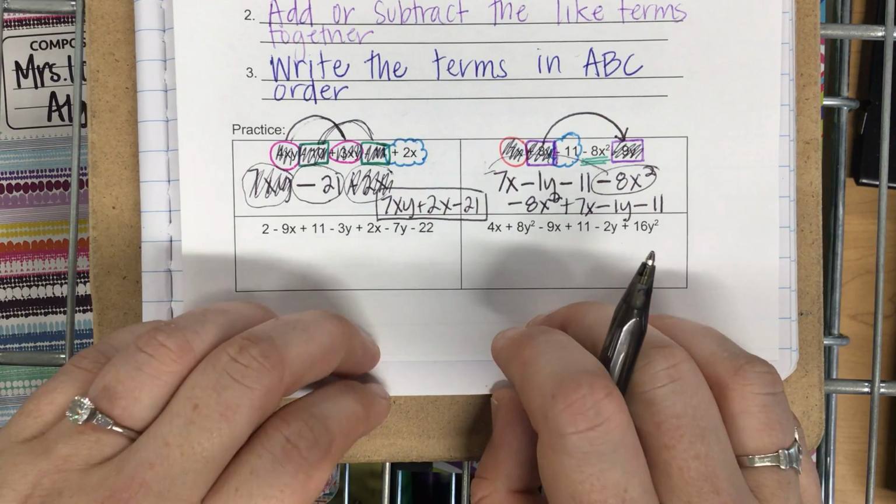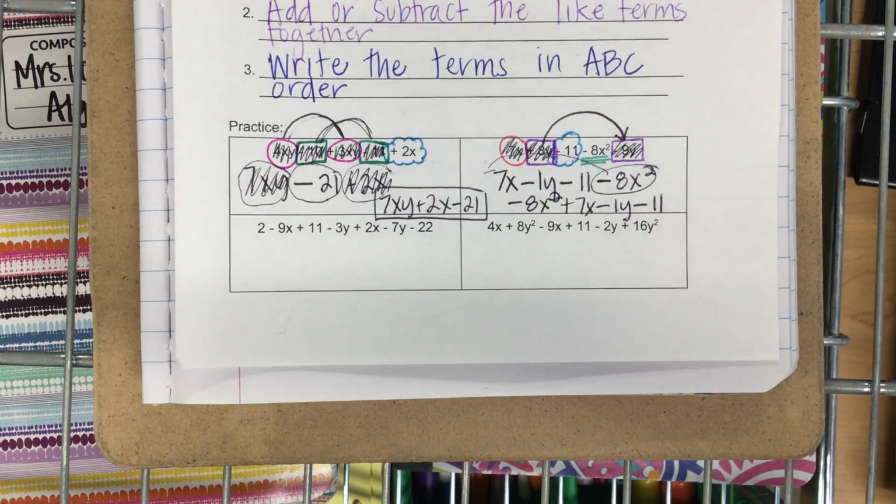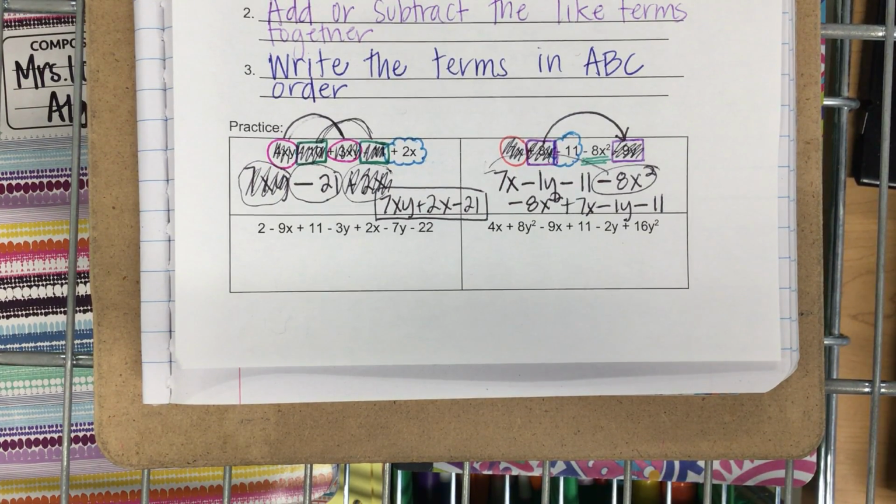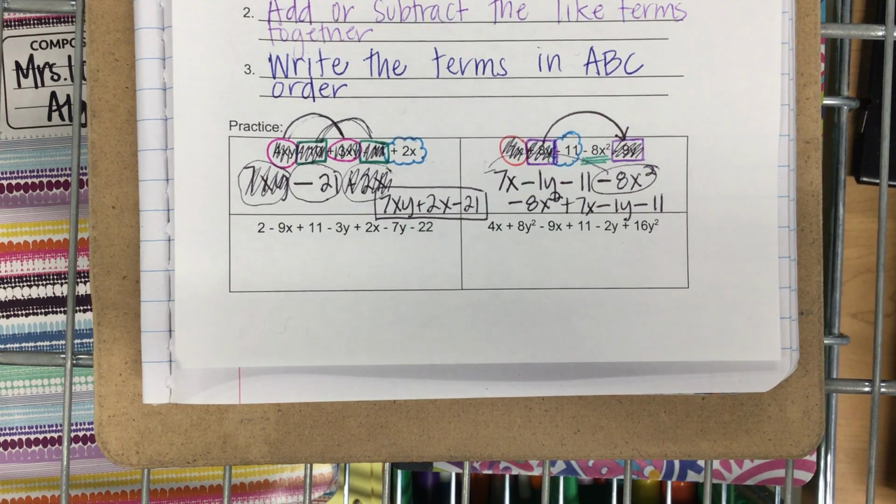Why do you have to put the negative 8x squared in front? So it's in alphabetical order. So your x's come before your y's in the ABCs, right? Yeah. All right, do the next one.